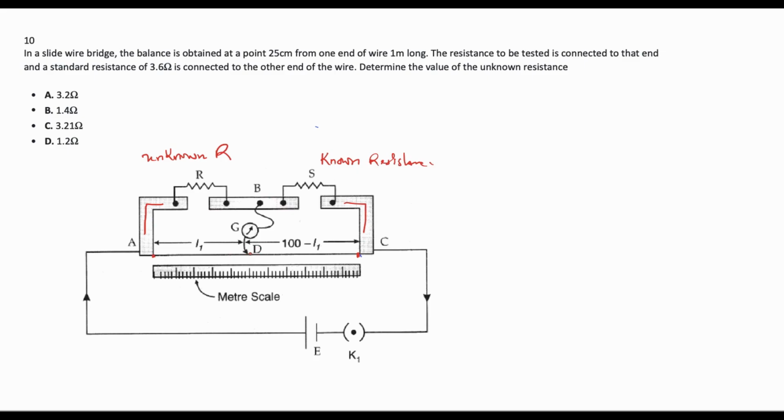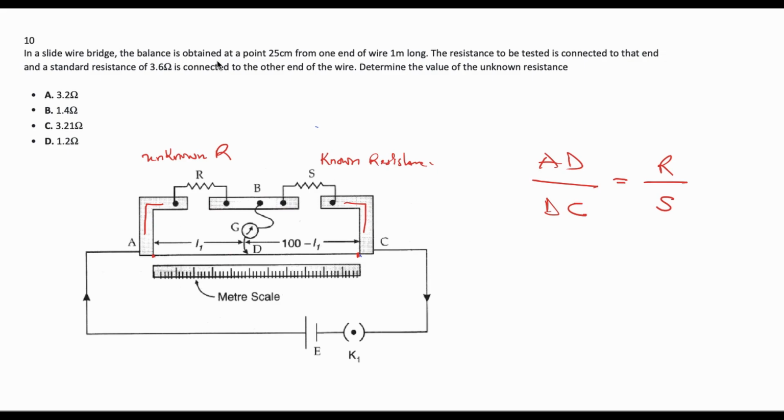Now, let's designate the point at which we get the balance on the wire as point D. So the formula is that AD, which is the distance between this end of our galvanometer and the point where we get the balance, divided by DC, which is the distance between the knife edge point and the other end, is equal to R, which is the unknown resistance, divided by S, which is the known resistance. So we can make R the subject of the formula and find the value. Now that we know that, let's look at the question again.